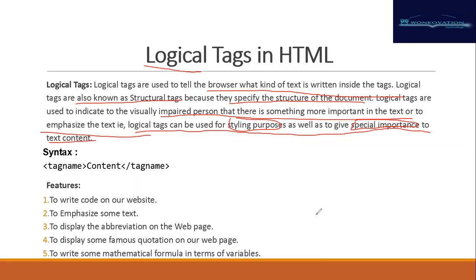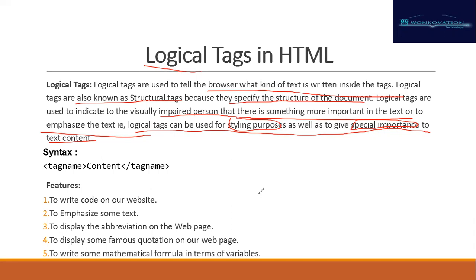For example, we use physical tags because we want to style our text. But in logical tags, we style our text, as well as give a hint to the browser, telling it that this text is for this purpose. Earlier, the bold tag and italic tag were just used for styling purposes. But using the logical tag, it will give the hint to the browser that it is used for this purpose only.